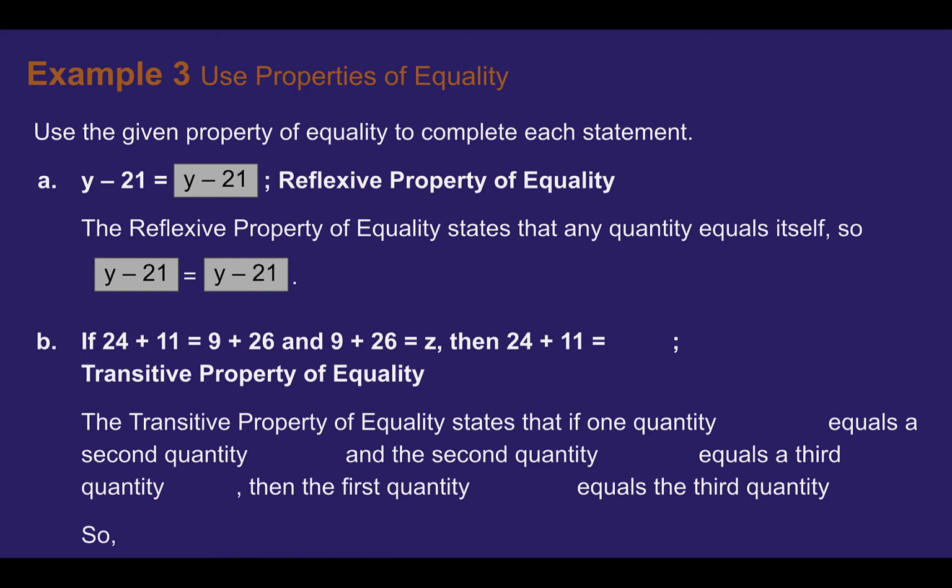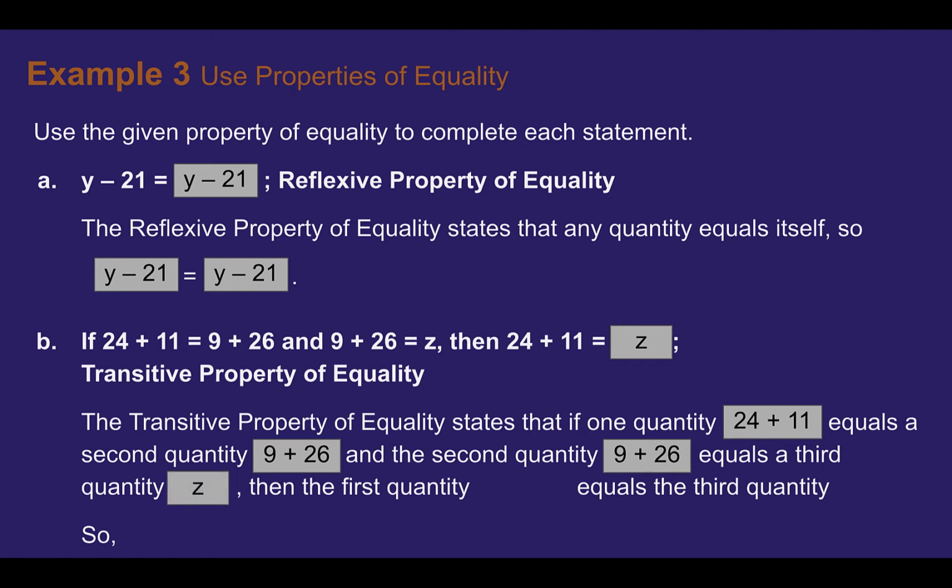Part B, if 24 plus 11 equals 9 plus 26, and 9 plus 26 equals z, then 24 plus 11 equals what? Using the transitive property of equality. Well, with our transitive property, we would say that 24 plus 11 equals z. That's because it states that if one quantity, or 24 plus 11, equals a second quantity, 9 plus 26, and that second one equals a third quantity of z, then that first quantity must be equal to the last quantity. So we would say 24 plus 11 equals z.